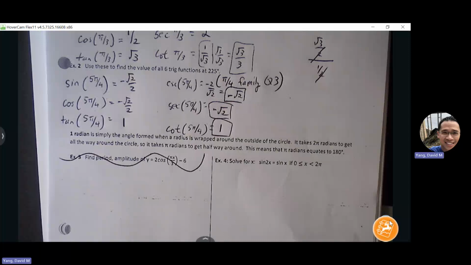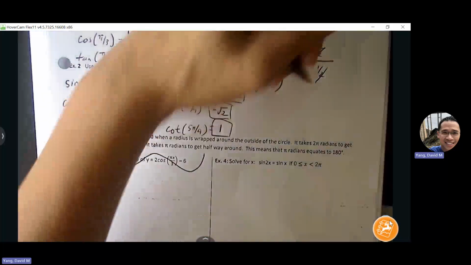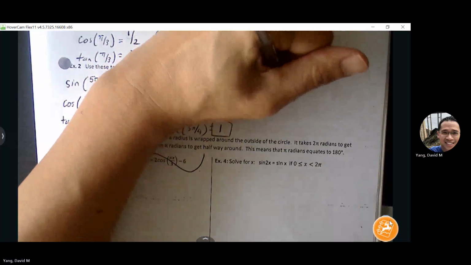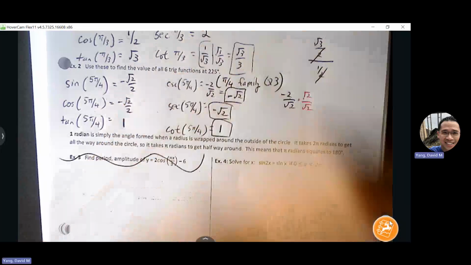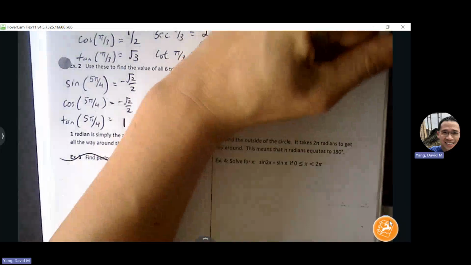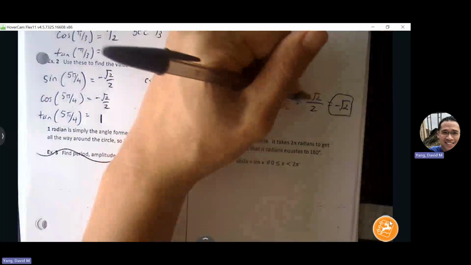How do you get from -2/√2 to -√2? Oh, from here to here? Yeah. If I rationalize the denominator, I multiply by √2 over √2, so I get -2√2/2, which is -√2. Yeah, -√2, because the 2's cancel out.